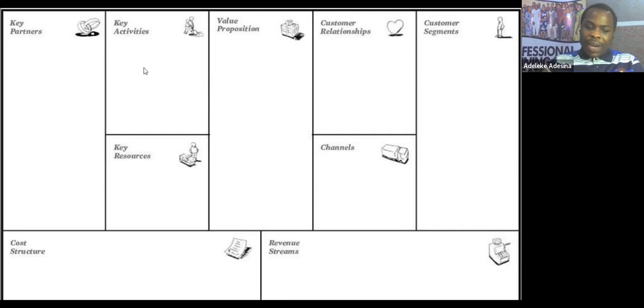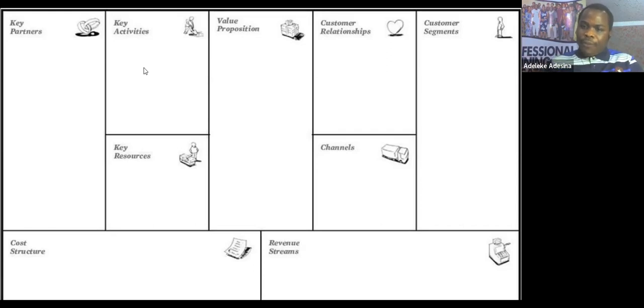And key activities can be in 3 categories. You can have production. If you're a manufacturing industry, you are producing. BMW produces cars. You are a shoe company, you are producing shoes. You are a clothing company, you are producing clothes. So production is one category. Then problem solving. If you're a consultant, somebody like us, you are solving problems through knowledge sharing. That can be a key activity.